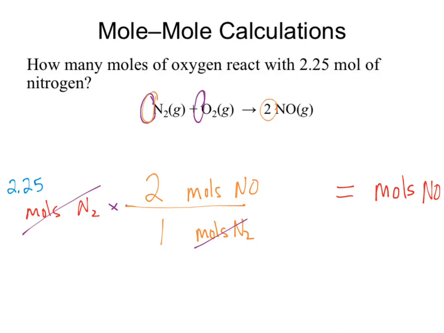If you don't have to convert between substances, do we need a balanced equation? No. The only time you need the balanced equation is when you're converting between those different species.